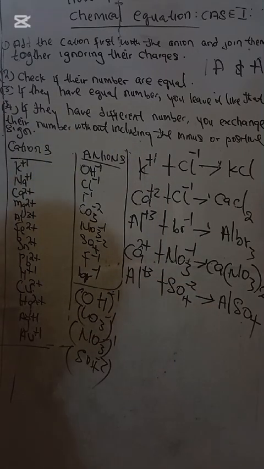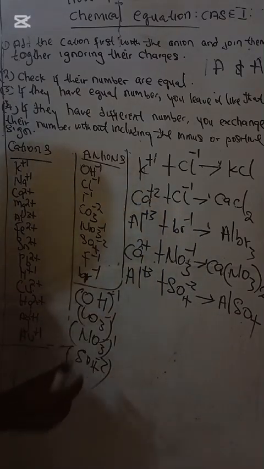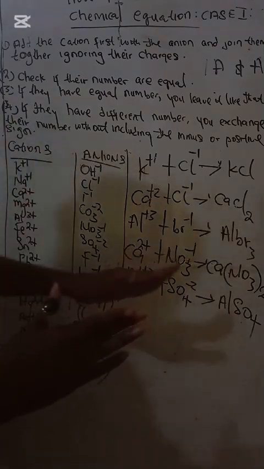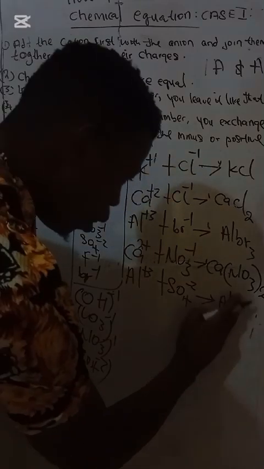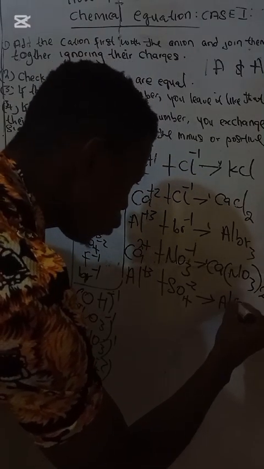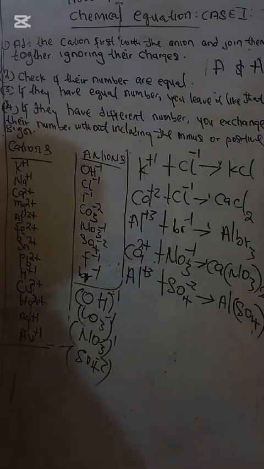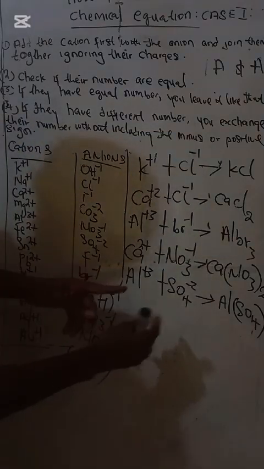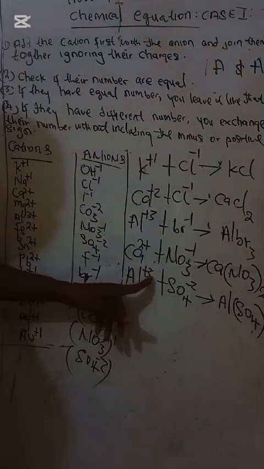Now remember that I have told you that anytime you are exchanging and there is any of these anions, please remember to first put brackets. Let me write this very well. So I will write my Al, then I will put my bracket. Now what does that mean? This SO4 will receive 3, because it's a kind of exchange. So I will put 3 here.